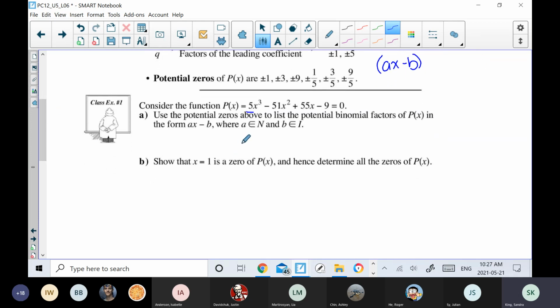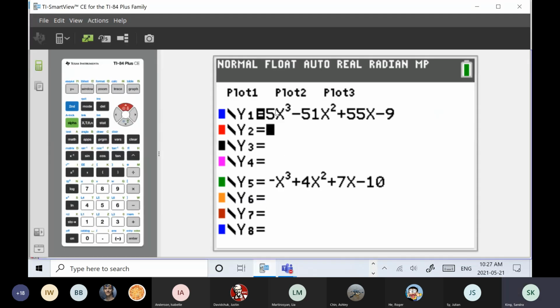I'm not going to be concerned, when we have a leading coefficient other than 1, for you to give me all of the potential zeros. I don't need that. We're just going to get right into factoring. So what I've done is I've already put this into my calculator for you, and if you want, you could enter it, but I'll show you what it looks like. So here's that equation in here. Don't worry about this. This is just for the next lesson.